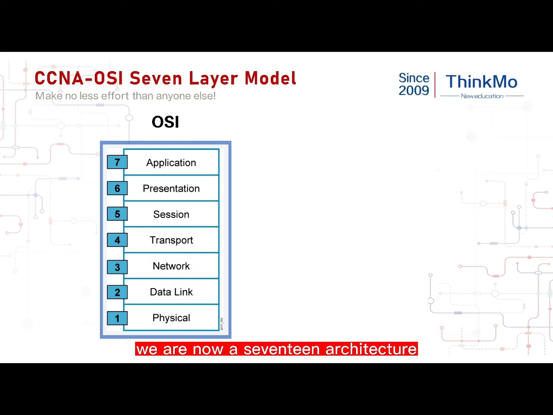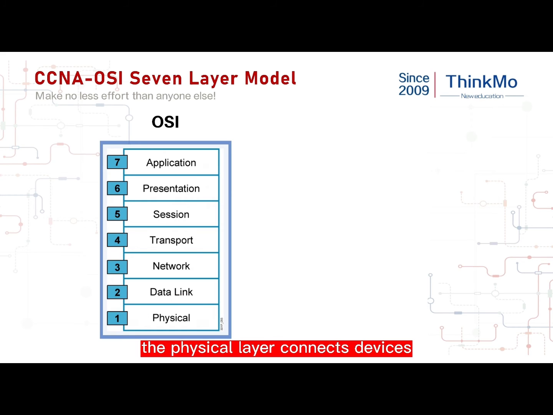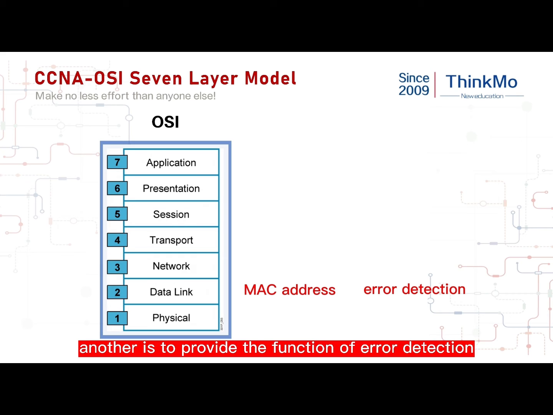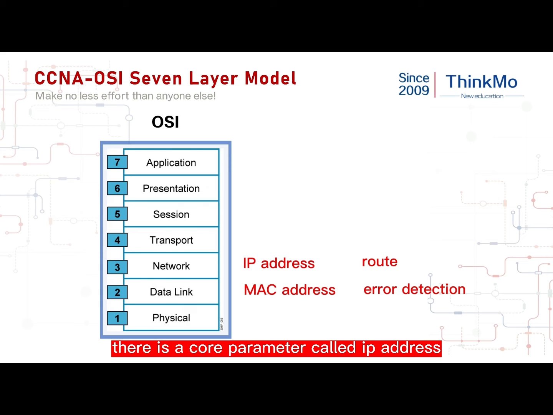We now have a 7-layer architecture. In the 7 layers, each layer is able to solve the problems of that layer. The physical layer solves the transmission medium problem: it connects devices and transmits our data signals. Then the data link layer has 2 more important parameters: a MAC address, and the function of error detection. For the network layer, there is a core parameter called the IP address. Secondly, there is a function called routing.